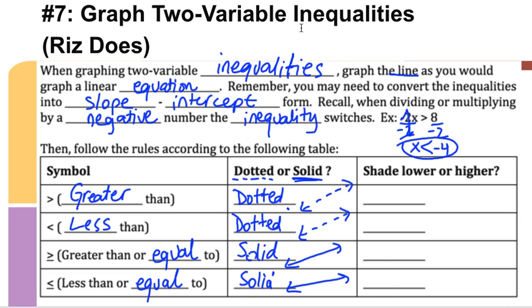Okay. Now the other piece of this is you want to know whether you're going to shade above the line or below the line, whether you're going to shade lower or higher. So if it's a greater than symbol, then you're going to shade higher than the line. If it's a less than symbol, you're going to shade lower than the line. Greater than or equal to, you're going to shade higher. And finally, less than or equal to, you're going to shade lower. Okay, let's make sure to get this down, and then let's start working on some examples.